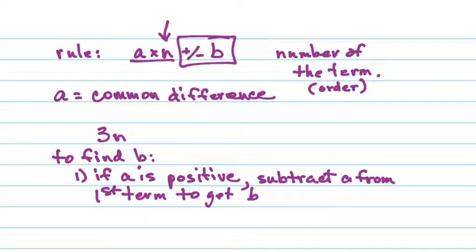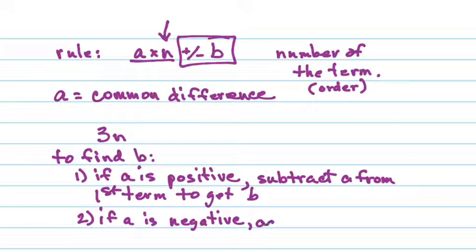Okay? Second, if A is negative, because you can subtract a small number from a big number and get a negative number. If A is negative, then you're going to add A to the first term to get B.